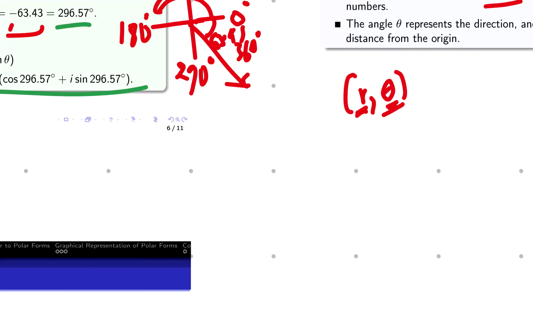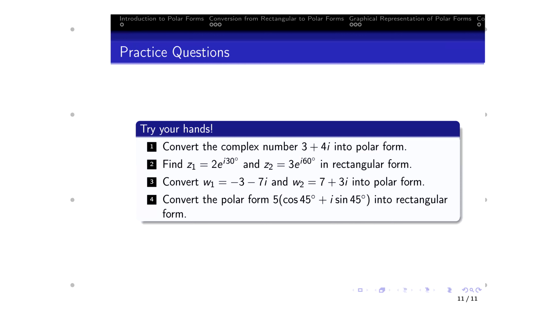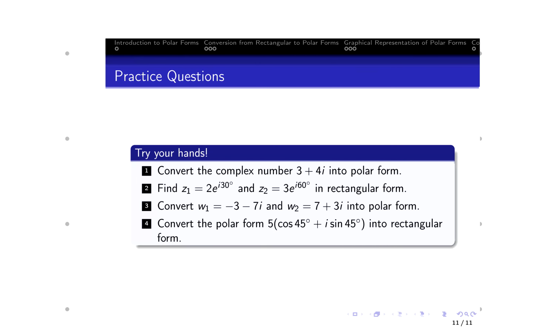So as usual, I have some practice questions for you. You want to convert from one form to another. Convert 3 plus 4i, that's in rectangular form, into polar form. Then this one is in polar form: z1 equals 2e raised to i 30 degrees, and z2 equals 3e raised to i 60 degrees. You want to convert it into rectangular form. And of course, convert this rectangular form, w1 equals minus 3 minus 7i and w2 equals 7 plus 3i, into polar form again. And lastly, convert this polar form, 5 cos 45 degrees plus i sine 45 degrees, into rectangular form.